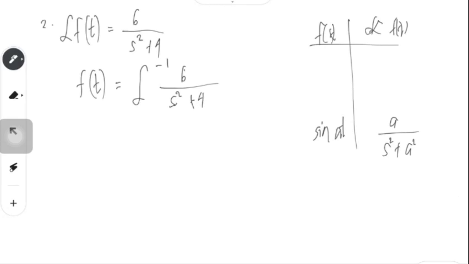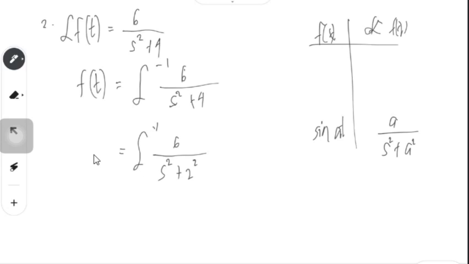Pwede mo kasing gawin ganito: 6 divided by s squared plus 2 squared. O de parehas na ng denominator, s squared plus a squared. a must turn out to be 2. So, dapat yung numerator natin, 2. Eh 6 ito, hindi 2. 3 times 2 po, sir. Okay, so ibig sabihin, 3 times 2, iwanan natin dito yung 2, ilalabas ko yung 3. And the result is simply 3 sine of 2t. This is now the function.